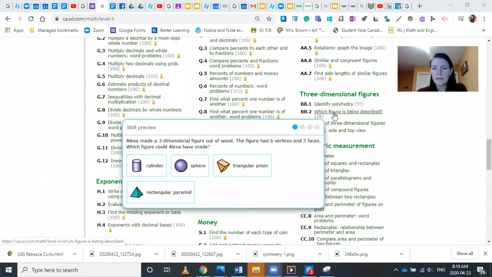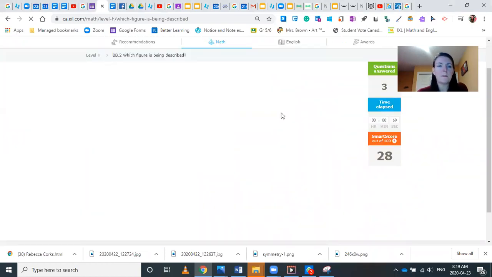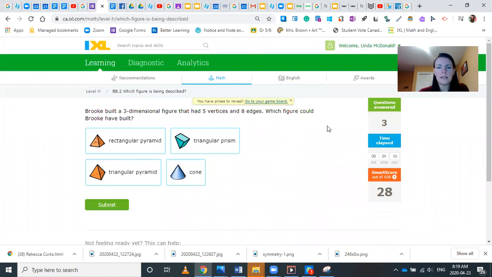We're looking at 3D shapes. So we're in BB number 2. Which figure is being described for 3D figures? All right, so I would like to show you the notes for today's lesson. I have posted your notes in your work outline, so do refer to that.